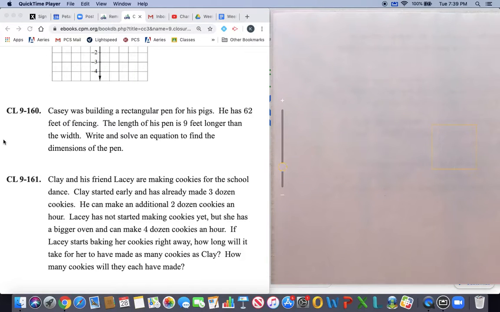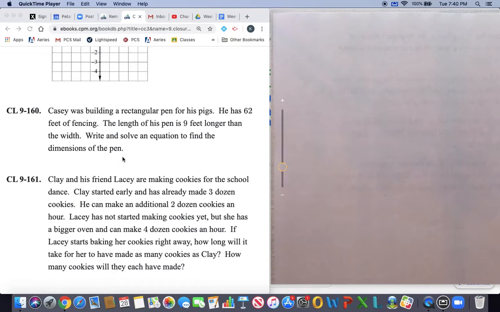Closure problem 9-160. Casey was building a rectangular pen for his pigs. He has 62 feet of fencing. The length of his pen is 9 feet longer than the width. Write and solve an equation to find the dimensions of the pen.